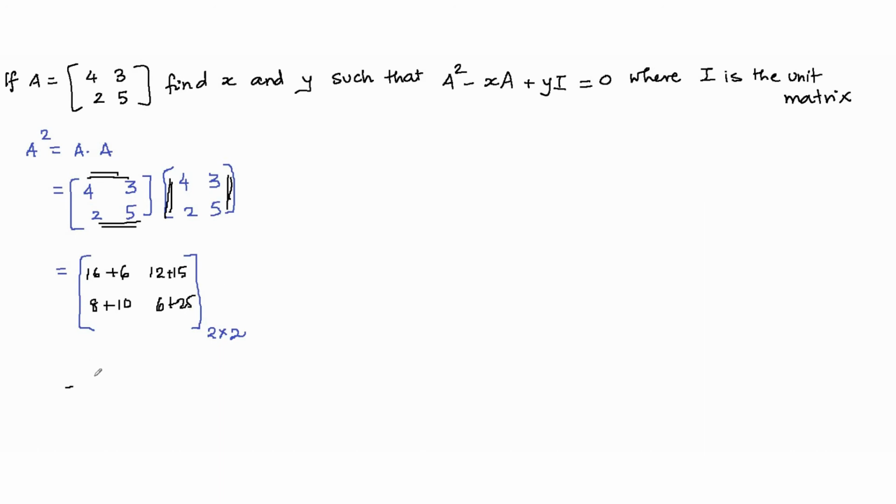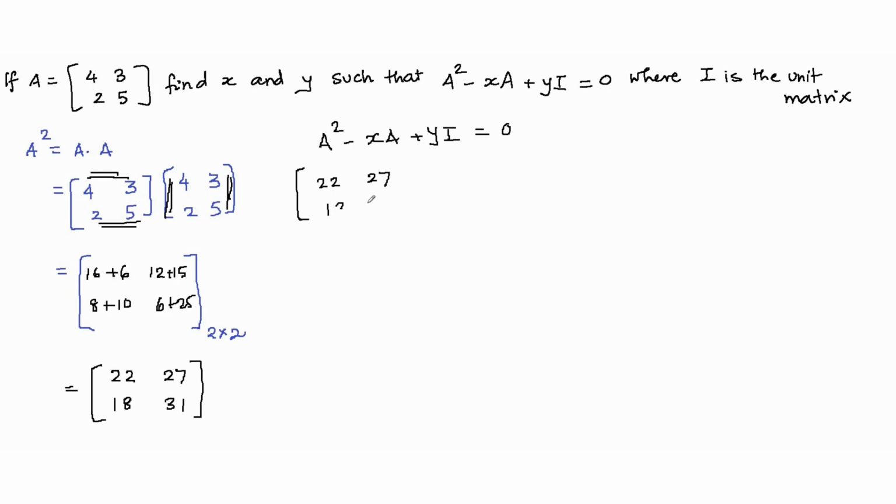And therefore the element that I get is 16 plus 6 is 22 and 8 plus 10 is 18. 12 plus 15 is 27 and 6 plus 25 is 31, right? So this is A square. So if I were to write this particular statement, it is A square minus xA plus yI is equal to the null matrix. Therefore, A square is 22, 27, 18, 31 minus x times A.